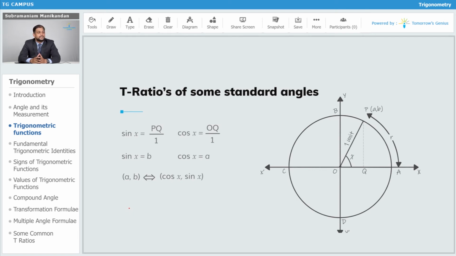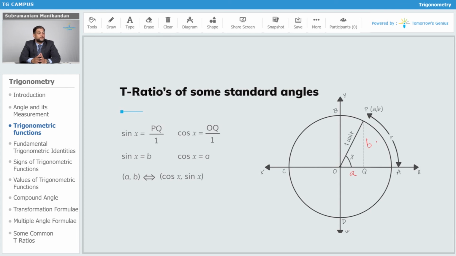And thus sine x is the ratio of opposite side PQ over hypotenuse, which is the side OP. But OP also happens to be the radius of the circle. So therefore sine x is equal to PQ divided by 1. So that's sine x is equal to B. Why do we call it B? Because PQ is the y coordinate of the point P. So therefore you will have the y coordinate here, which is B, and the x coordinate here, which is A. So sine x is equal to PQ divided by 1, so that is equal to B.